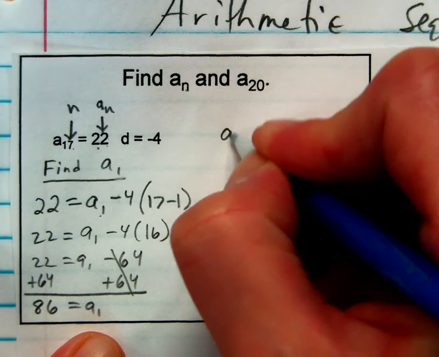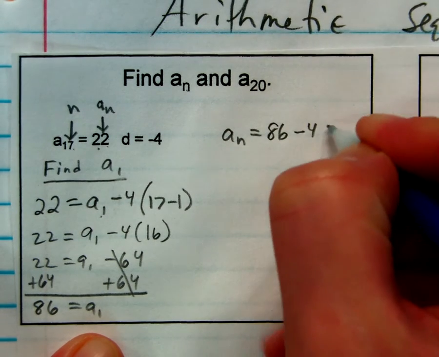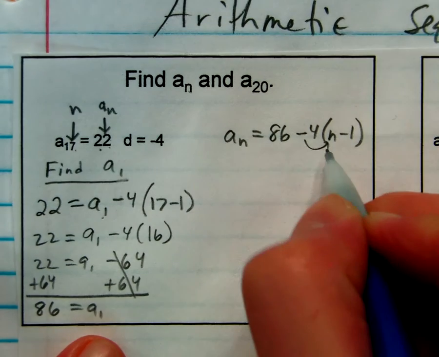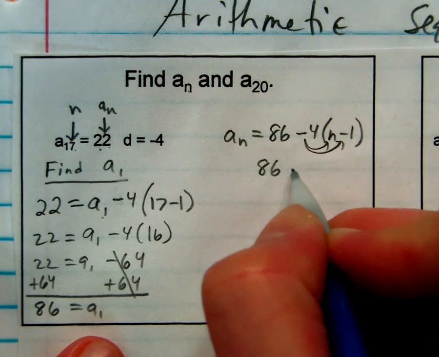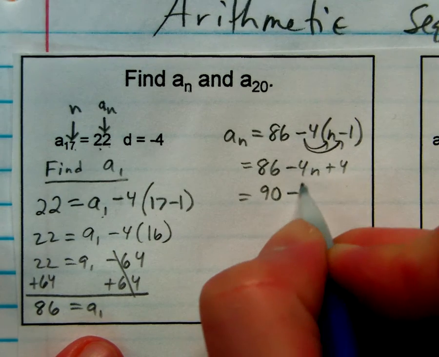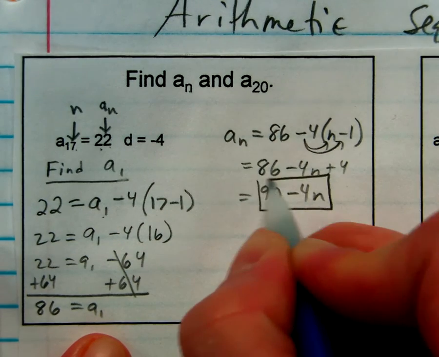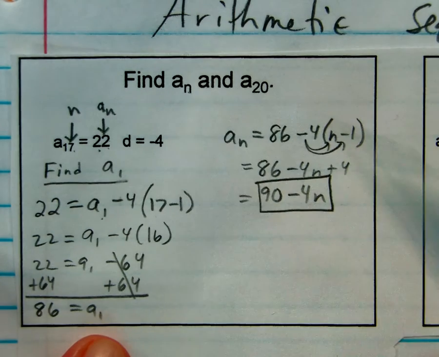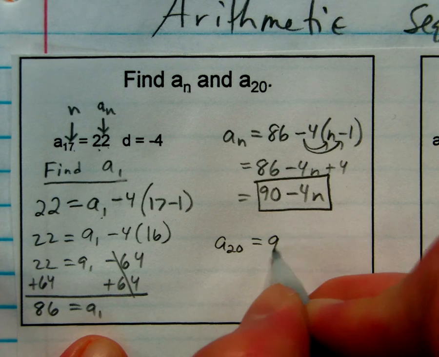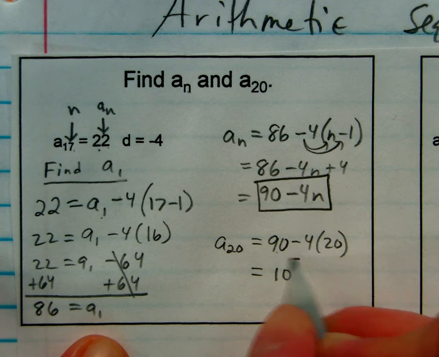So our formula for the generic term, now we can do 86 minus 4 times n minus 1. And then we clean it up just a little bit. So 86 minus 4n plus 4, and that's going to end up being 90 minus 4n. So that's our formula that it asks for, the an that's in the directions. And then if I want to find the 20th term, just 90 minus 4 times 20, which would be 90 minus 80, which is 10.